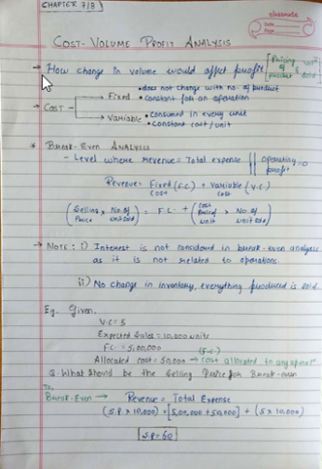Good morning, friends. So now we are going to study cost, volume, profit analysis. This is the part where we learn how change in volume would affect profit. Here we are considering the price of product and number of units sold. The relation between these two quantities will decide what is the driving factor of cost, volume and profit.